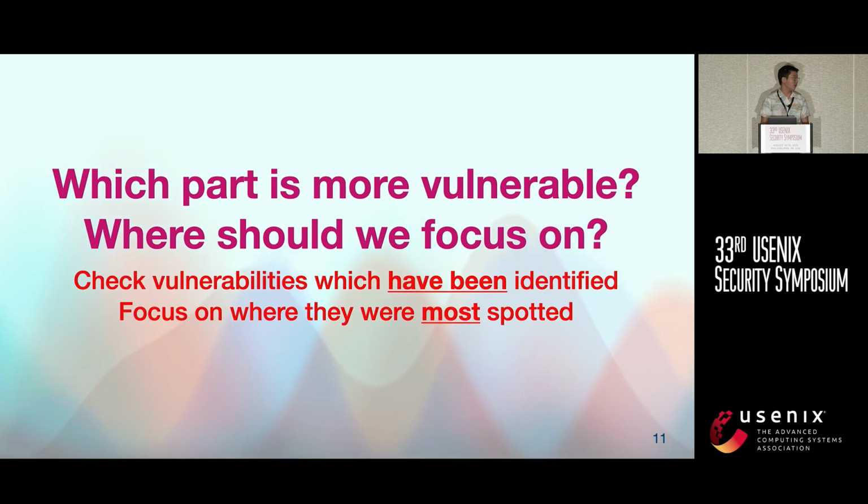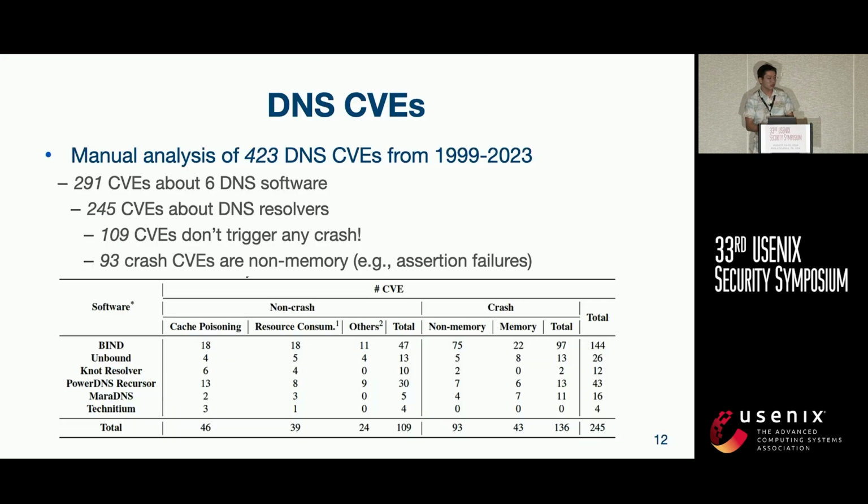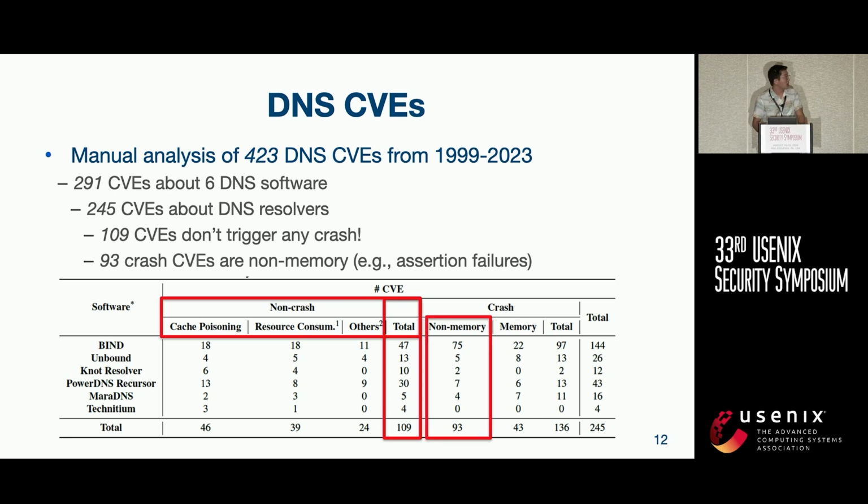So we decided to learn from the past. We learned from the past and found the bugs that were more frequently spotted in previous works. That's why we did the DNS CVE study. We studied CVEs from the past decades, and we found that 109 out of 245 CVEs are non-crash CVEs, which is a significant number. We also found there are 93 crashes which are non-memory crashes, for example, assertion failures. This comprehensive CVE study guided us in designing ResolverFuzz.